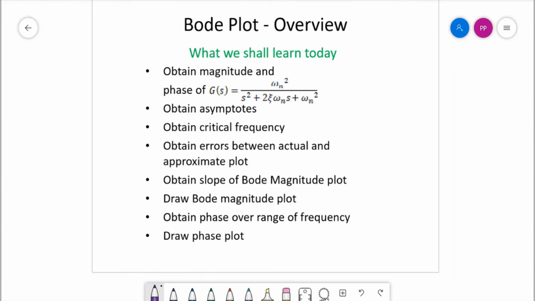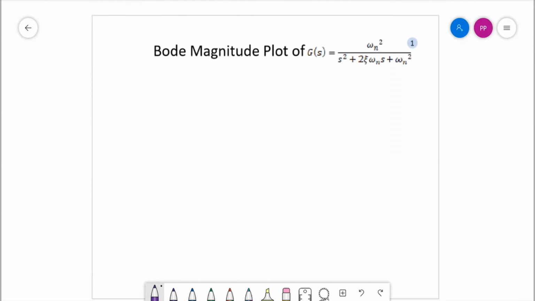So we'll start with finding the magnitude and phase, then from the formulae we will find out the asymptotes. Then we will find the critical frequency, the errors at important frequencies, and thus we will plot the Bode on the semi-log paper. So this is the magnitude plot, and similarly we will determine the important values of phases at different frequencies, and accordingly we will draw the phase plot for this transfer function model. So let us start from the fundamentals.